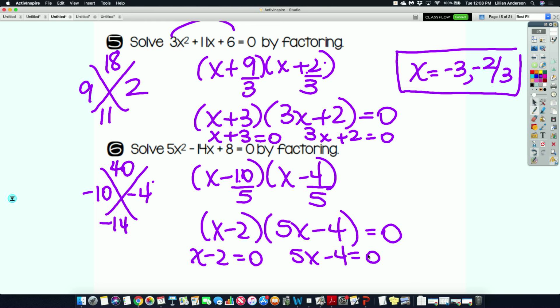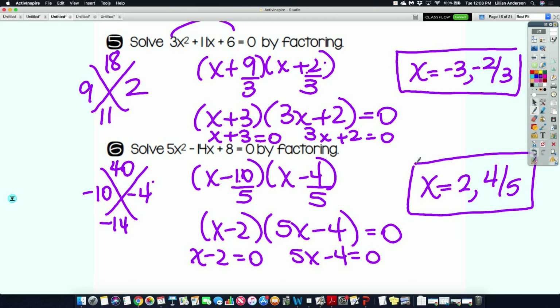What are my two solutions? 2 and positive 4 over 5. Okay, make sure you add over that 4, then divide both sides by 5. Okay, so that's how you factor. Questions on that?